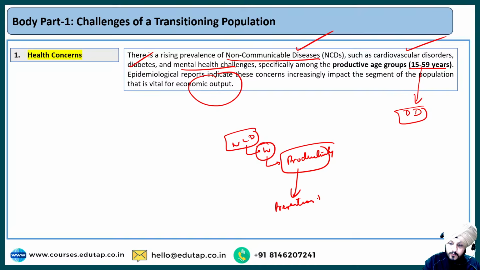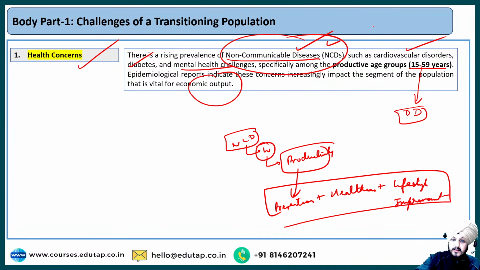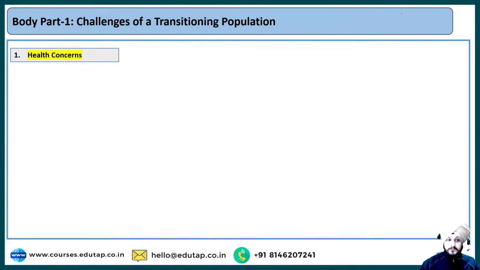Apart from that, healthcare and also lifestyle improvement. This is something that should be the priority of government at this point of time, and no doubt we are working in this direction in order to solve these kinds of concerns. But this is something that is highlighted, and you can see to what extent non-communicable diseases are rising.